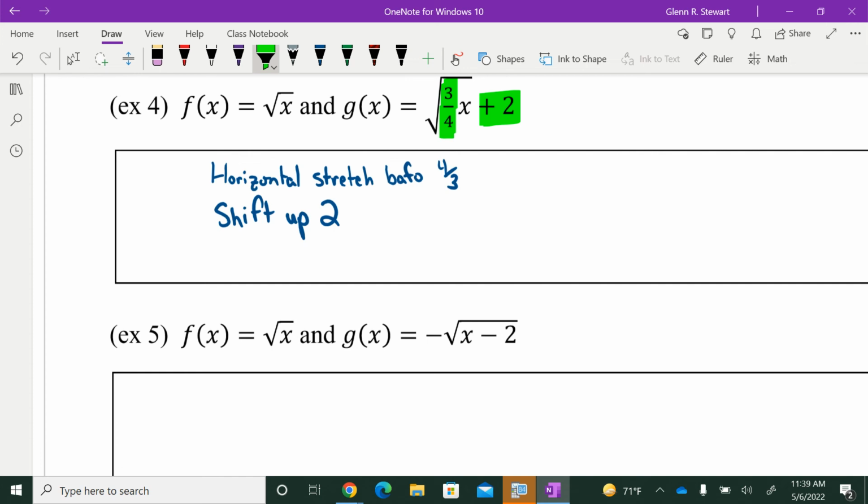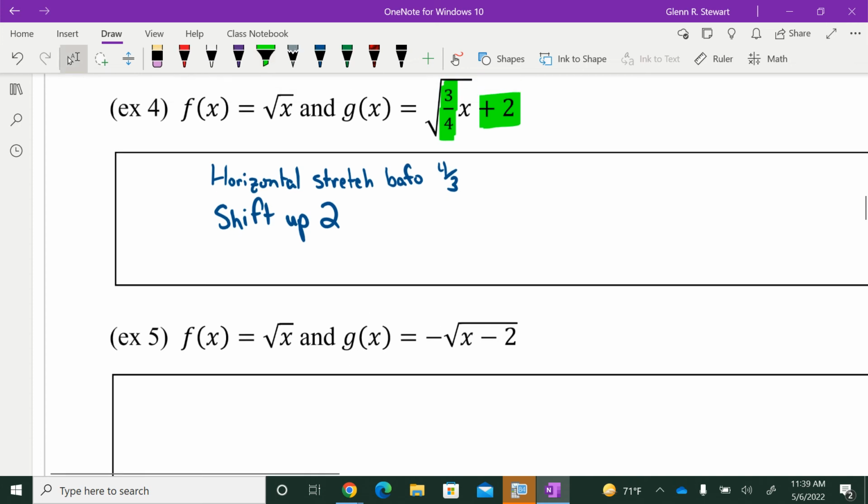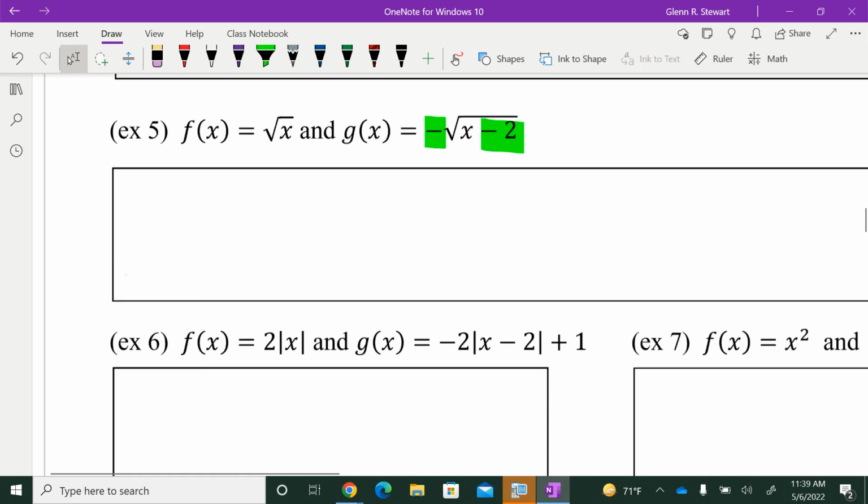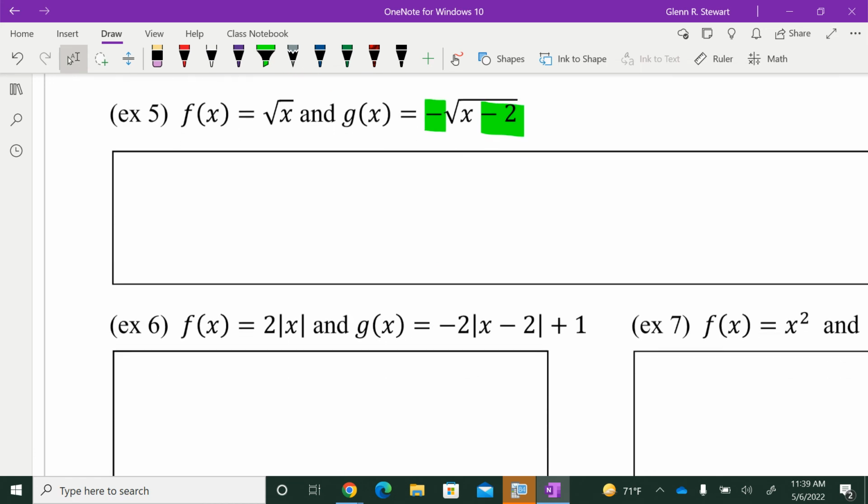See if you can do example number 5. Take a minute and just look at the two new things in it and see if you can figure out what those two transformations would be. Give you about a minute in class to do that. If you have to, you can look at that chart for now.